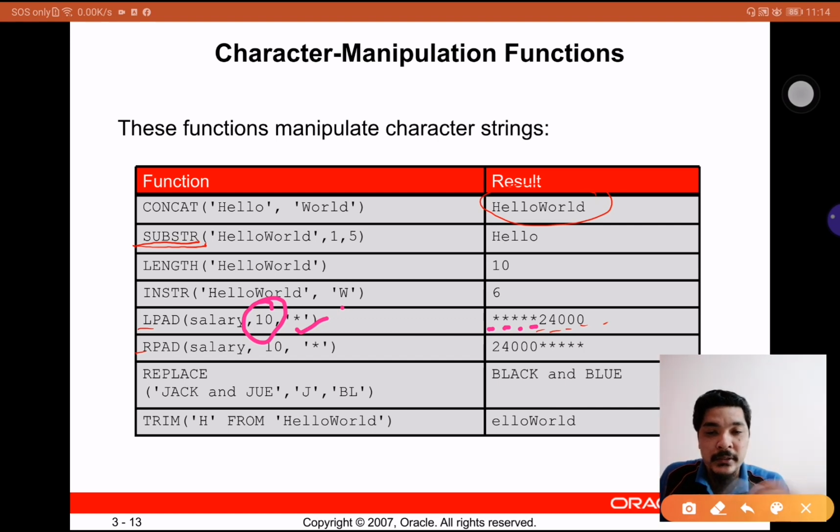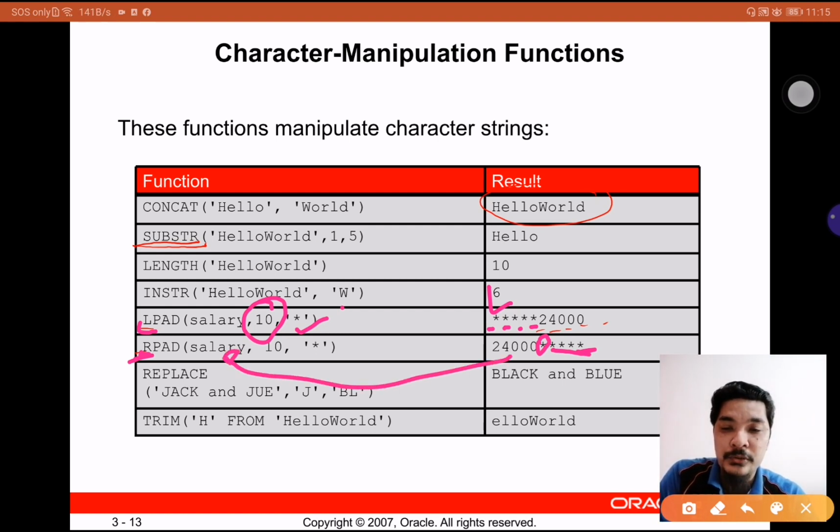The only difference between the left and the right pad is, if it is left, the star starts from the left. If we put RPAD here, the star will start from the right. So that's the only difference. The rest is going to be the same. If the salary is another value here, let's say 240000, the remaining stars will only be 4, because the other 6 characters are taken by the salary. So this is for example.